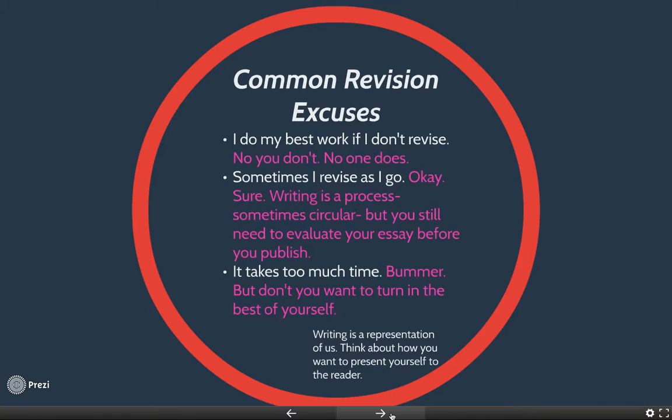I write and I revise as I go too, but if I go back to it a day later, I might think, oh goodness, that essay, it made sense for the first 2 paragraphs, and then I seriously got tired because paragraph 4 really needs some help. And then it takes too much time. I hear that the most, I will say, from students. It takes too much time, I don't want to do it. Well, that's a bummer for you, but if you don't revise, you're not turning in the best of yourself, and don't you want to represent yourself the best you can? So writing is a representation of us and who we are, so think about how you want to present yourself to your reader.